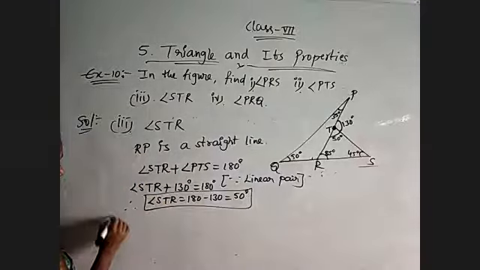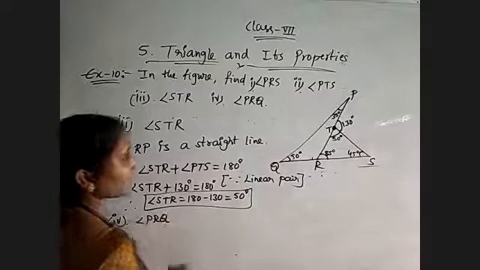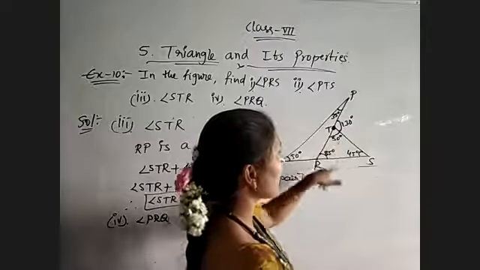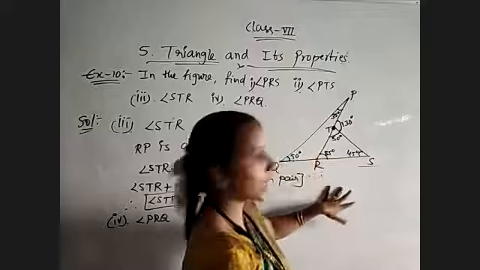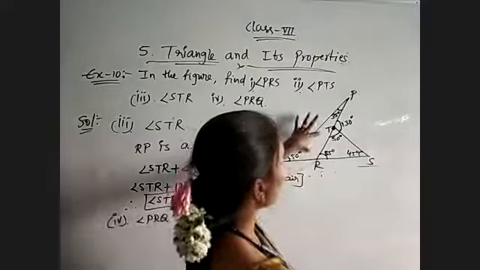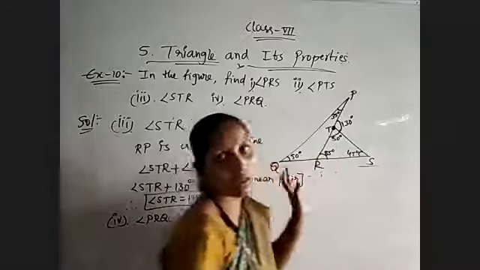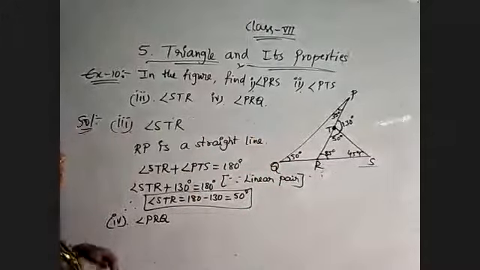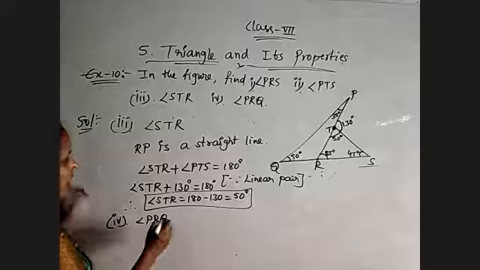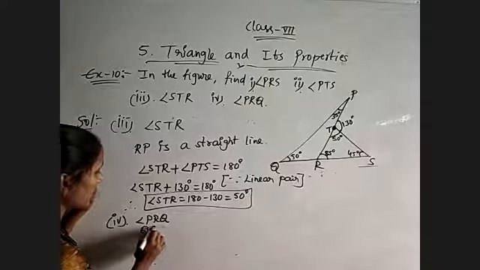So similarly, go through the fourth question, that is angle PRQ. So from the figure, it is very clear that angle PRQ plus angle TRS are forming a linear pair again because QS is a straight line. Otherwise, use the angle sum property for the triangle PQR. Then also we will get angle PRQ. Okay. So from the figure, what I am using, QS is a straight line.